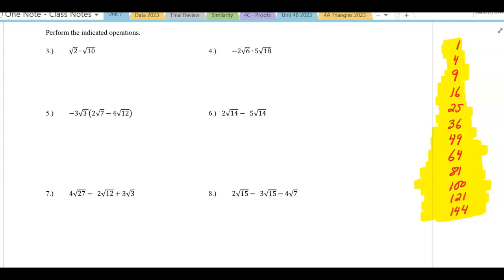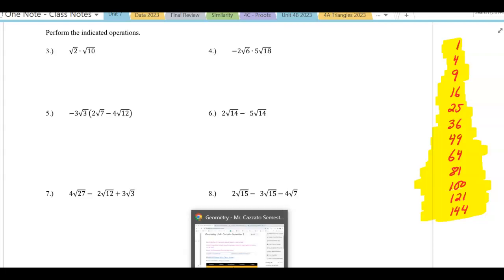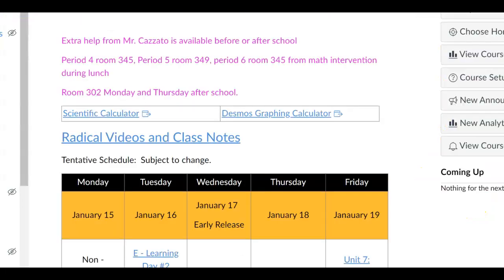Hello geometry students, today's learning target is to solve problem numbers 3 through 8 on the study guide for Unit 7, which is multiplying radicals. If we look at the Canvas page, you'll see the link for radical videos and class notes.